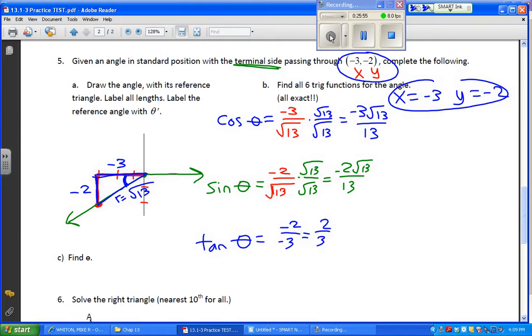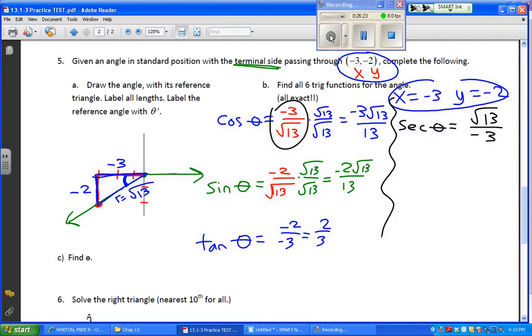Okay. All right, let's go ahead and get some reciprocals. So we need all 6 here. We need the reciprocal of cosine, which goes with secant. That's just the reciprocal of cosine, right? And cosine was originally that. Its reciprocal is going to be its reciprocal. The root 13 goes on the top and the negative 3 goes on the bottom. Okay, so I would use that one.